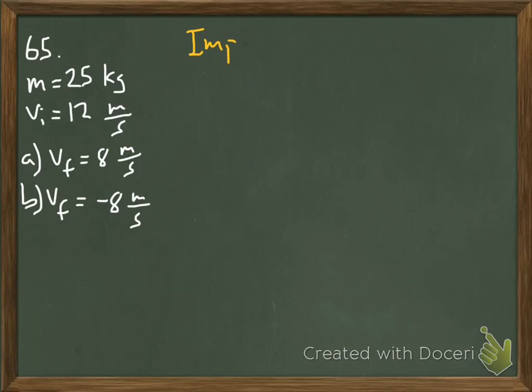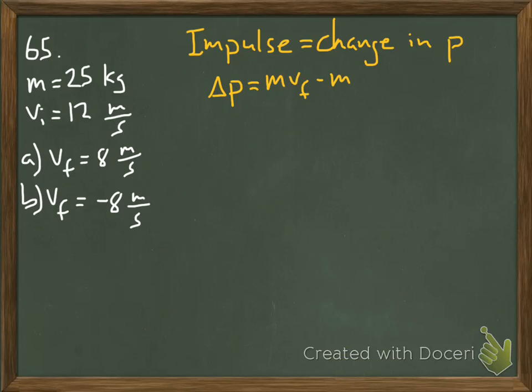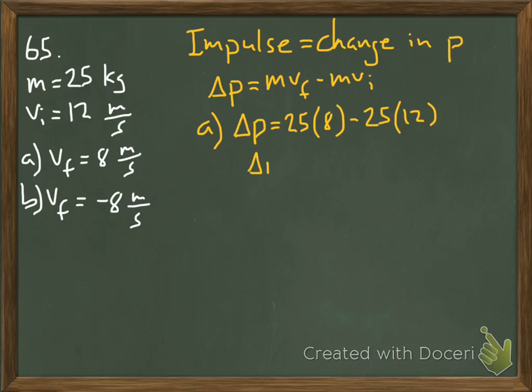Well, what's our equation for impulse? Remember that impulse is the change in momentum. That's the definition of impulse. So we just need to find the change in momentum here. We know that that's mass times velocity final minus mass times velocity initial. So we can just do that for each of these cases.